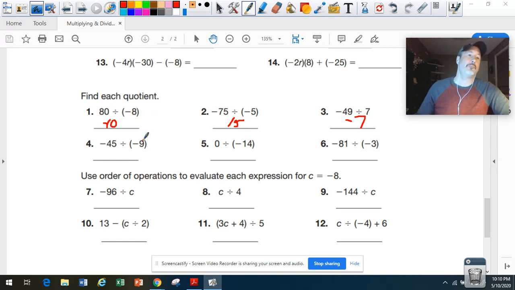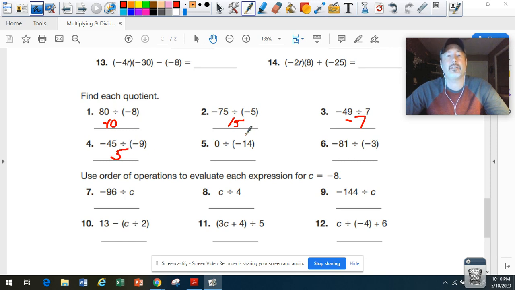Okay, next one, number 4. We have a negative and a negative, which means our answer is going to be positive. So 45 divided by 9 is 5. It's going to be a positive 5 here.